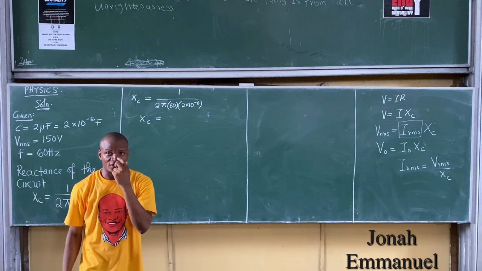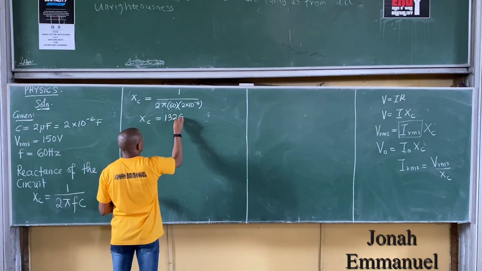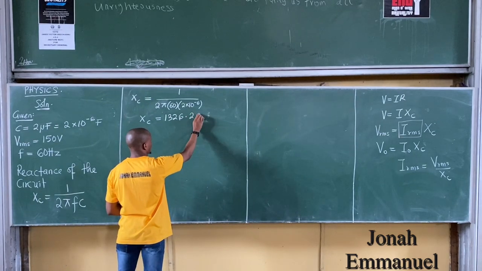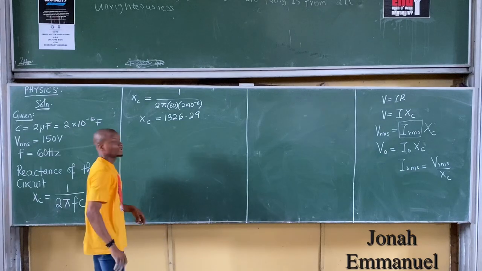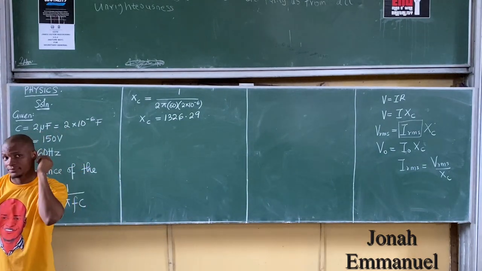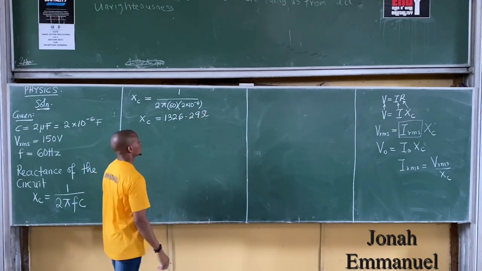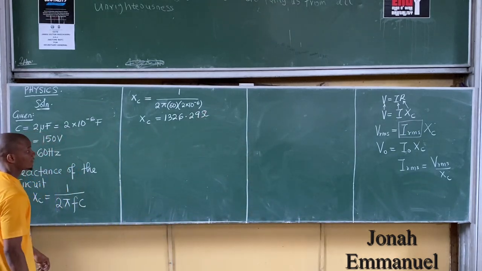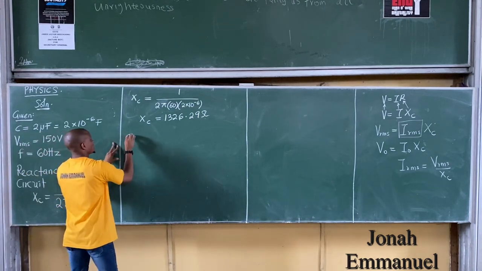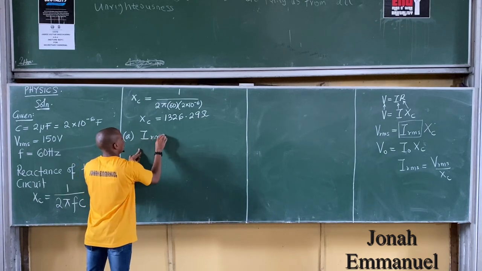1 over this. Punch it in: 1, 3, 2, 6, 4, 1, 3, point 29. What's your unit for this? Ohms. So if this is true, now we have to find I RMS, the RMS value of current.